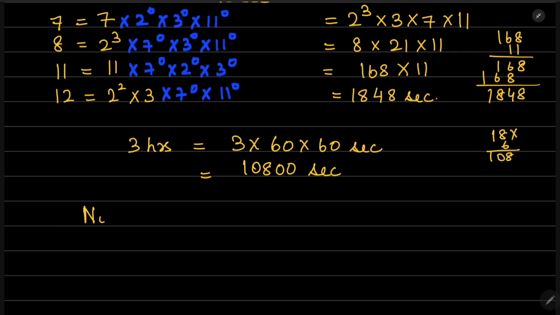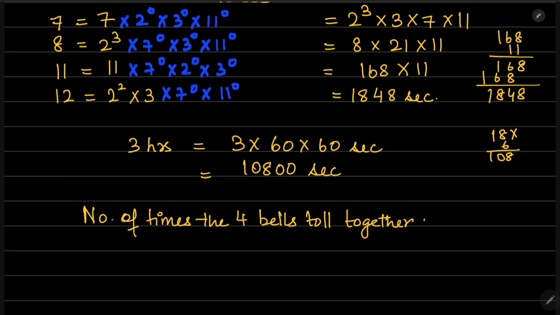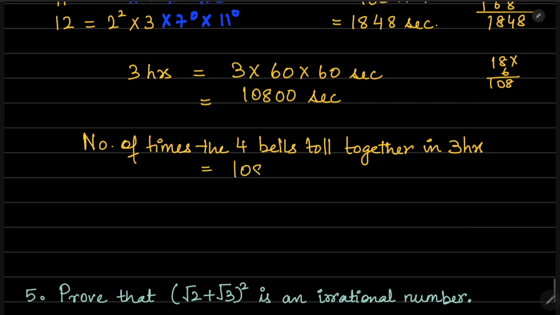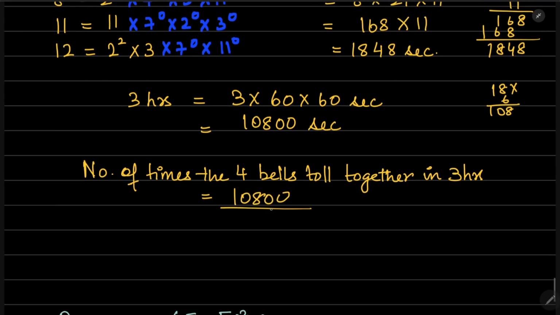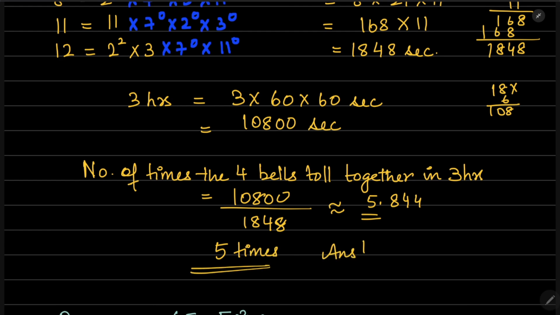The number of times the 4 bells will toll together in 3 hours, just divide them. So you get 10800 divided by 1848. If you divide, approximately you'll get 5.844, which will be 5 times. The answer is 5 times, because it's not yet 6. So the answer is 5 times they will ring. You can calculate it and see.